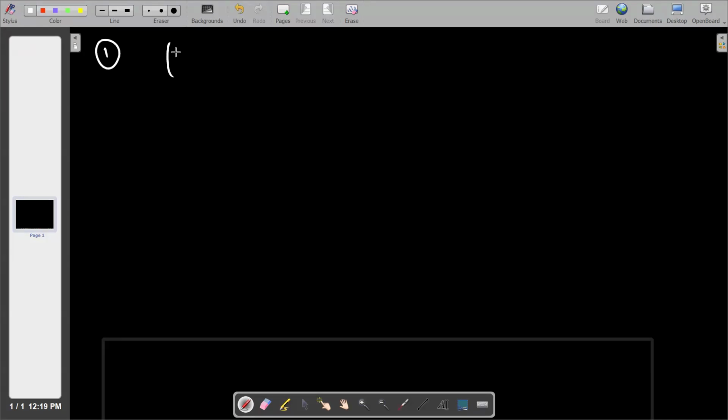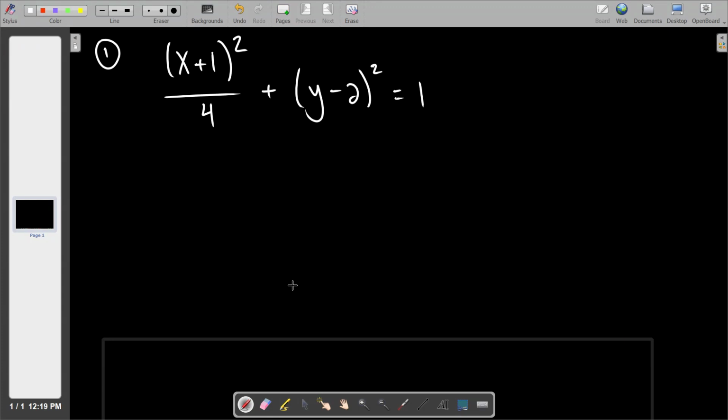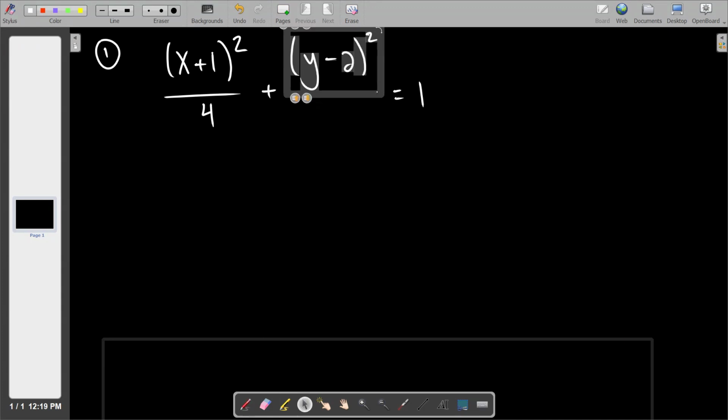is (x plus 1) squared over 4 plus (y minus 2) squared. So we, of course, understand that even though it's not written like this, this (y plus 2) squared is technically over 1, right? So if it helps you, just visualize that.